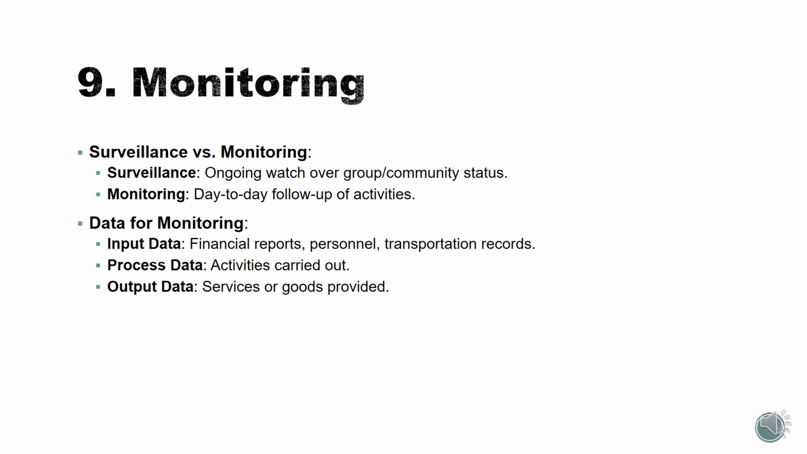The next step is monitoring. There is considerable confusion about the use of the terms surveillance and monitoring. Surveillance means ongoing watch over group status or community status. Monitoring means day-to-day follow-up of activities. The data typically collected for monitoring include the input data, for example financial reports, personnel available and vacancies existing, transportation records, etc. Process data, for example specific activities carried out, and output data, for example services or goods provided.